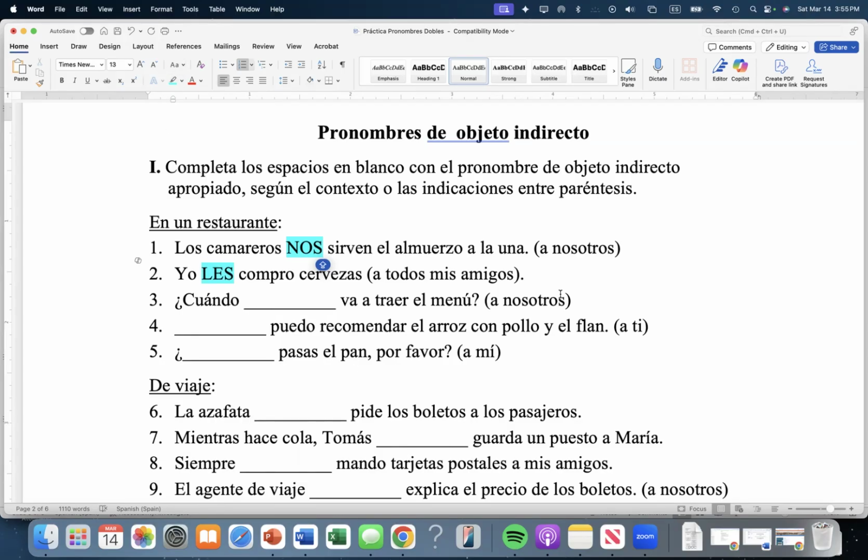Right? We have a nosotros again, so let's do something different. Let's do a ti. So that's you as an indirect object. And of course, we have puedo. We know that the subject is yo because we have puedo. That's the yo form of poder. And then if you are my indirect object, then we say yo te puedo recomendar el arroz con pollo y el flan a ti.